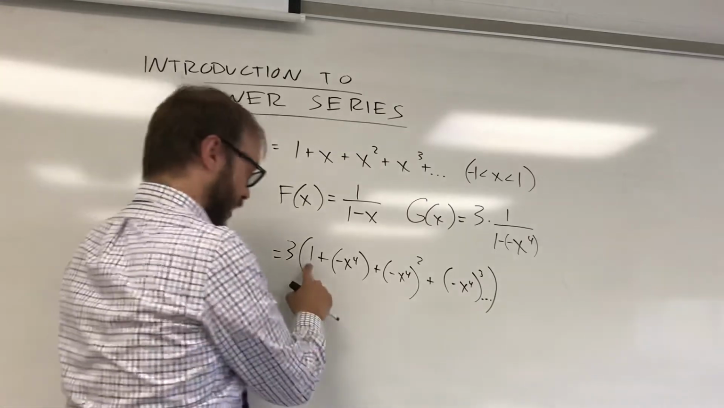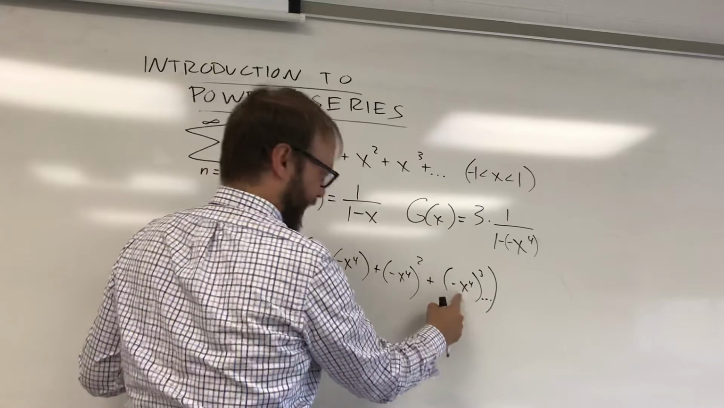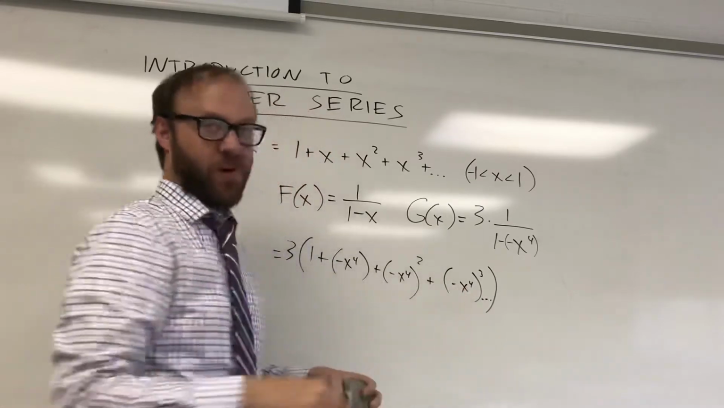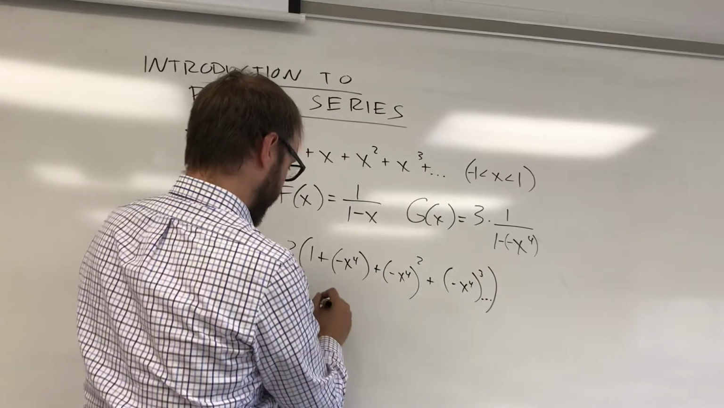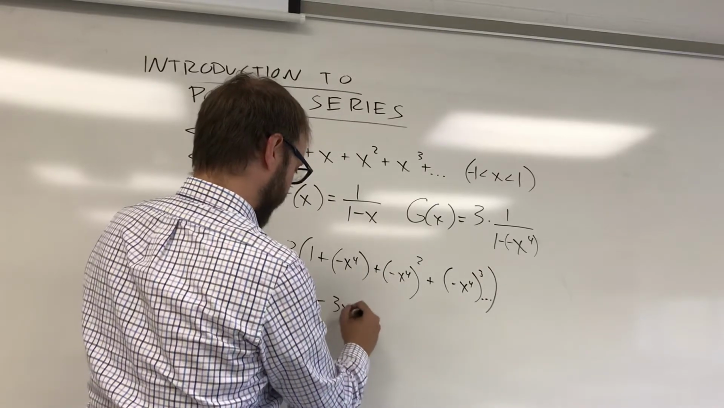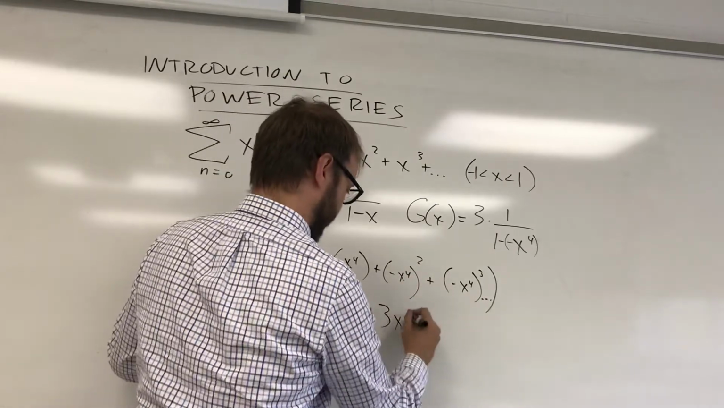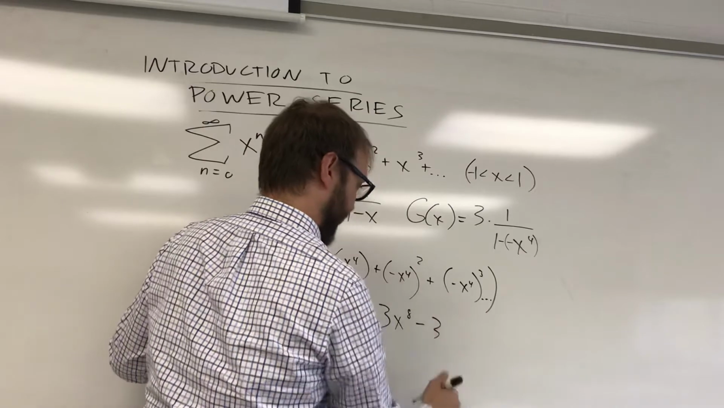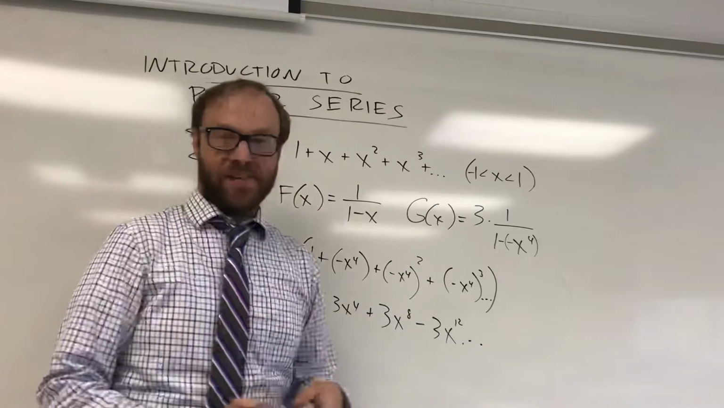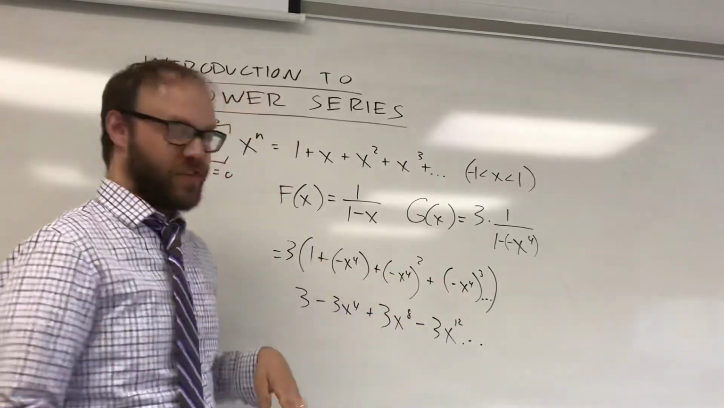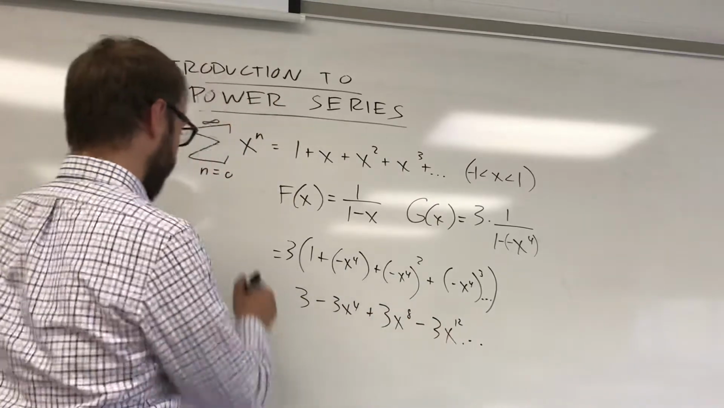And so this is going to be 1 minus x to the 4th plus x to the 8th minus x to the 12th, and so on. Each of the terms is going to be multiplied by 3. So we'll have 3 minus 3x to the 4th plus 3x to the 8th minus 3x to the 12th, and so on. And again, sometimes you might find this easier to use to write the general term of the series. Sometimes it might be easier to pick up on your pattern here.